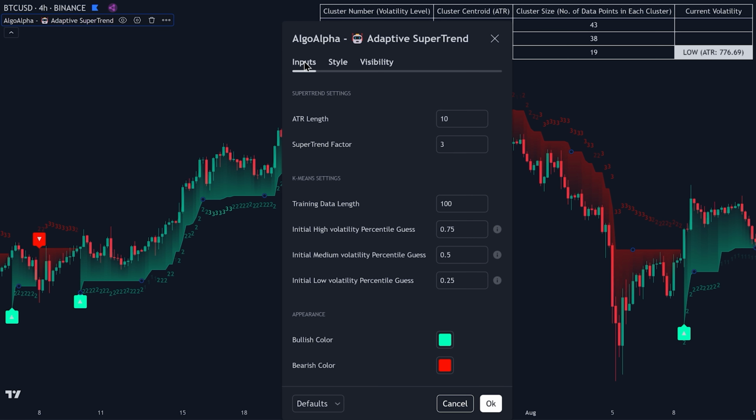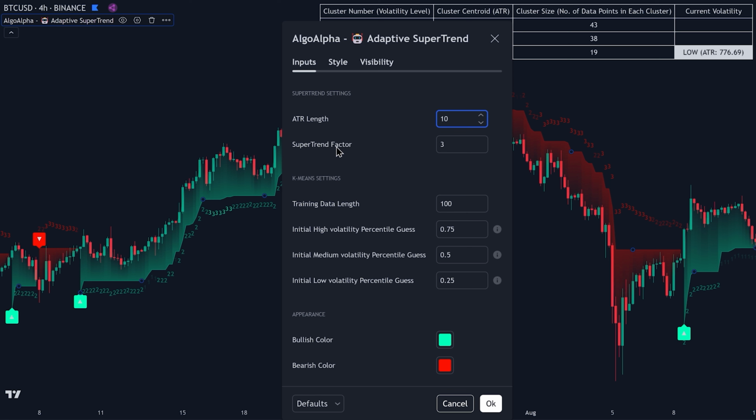In the Inputs tab, you will find various options to customize the indicator. Let's start with the ATR length setting. This allows you to define the period over which the average true range, ATR, is calculated. The ATR helps measure market volatility with the default value set at 10. Adjusting this will make the indicator more or less sensitive to market movements depending on your trading strategy.